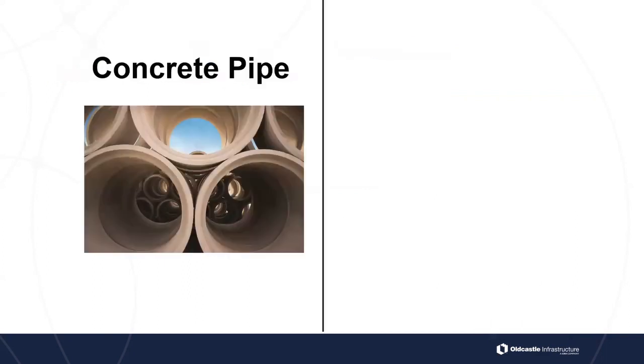When we look at the different pipe materials, concrete pipe is a rigid pipe. This is a rigid structure that is an engineered product, and it is tested in the plant. When we manufacture a concrete pipe, we test this pipe to make sure that it meets the minimum load requirements for that class of pipe. So it's an engineered product, and we test it in the plant.